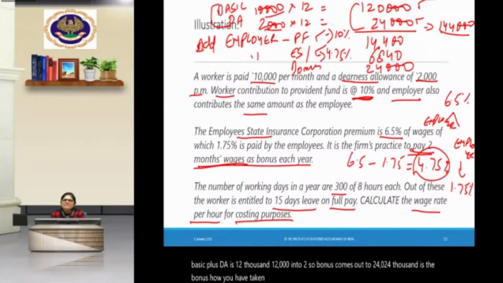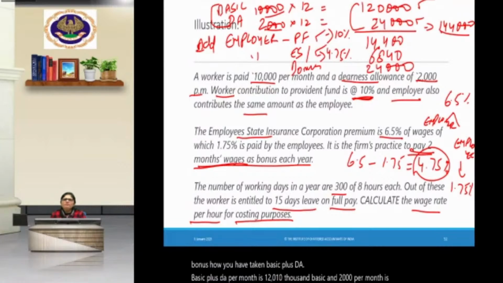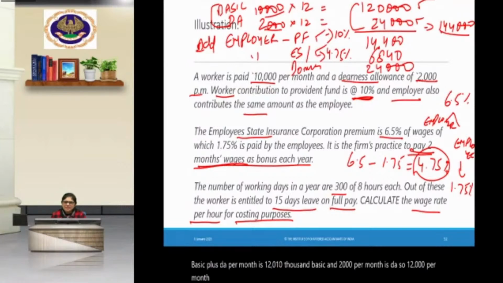Basic plus DA per month is 12,000: 10,000 basic and 2,000 per month is DA. So 12,000 per month basic plus DA, and the employer is giving 2 months' wages as bonus. So 24,000 will be the bonus. So can I know the total emoluments?